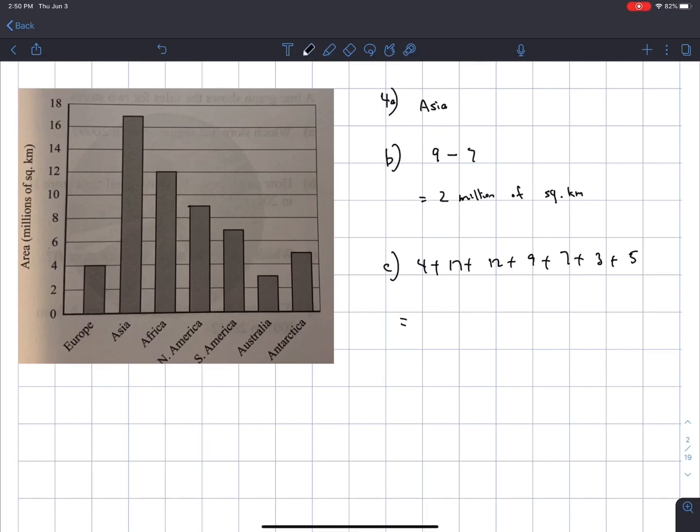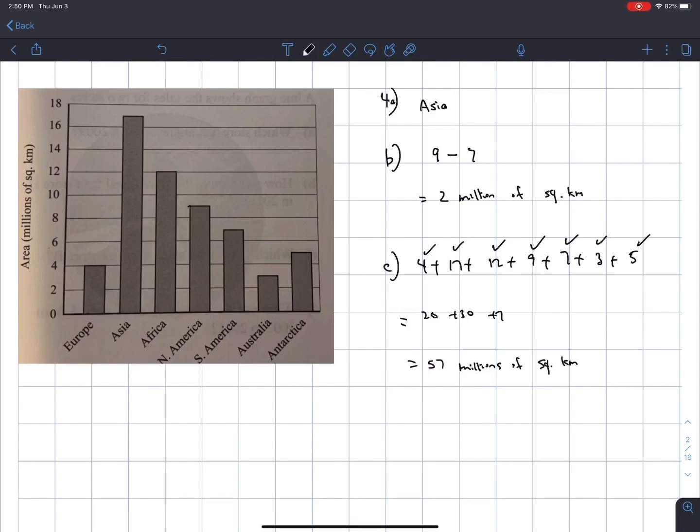Okay, let's add it up. So 17 plus 3 is 20. And then we have 4 plus 5, that's 9. Plus 9 is 18. 18 plus 12 is 30. And I still have a 7. So that should be 57 million square km.